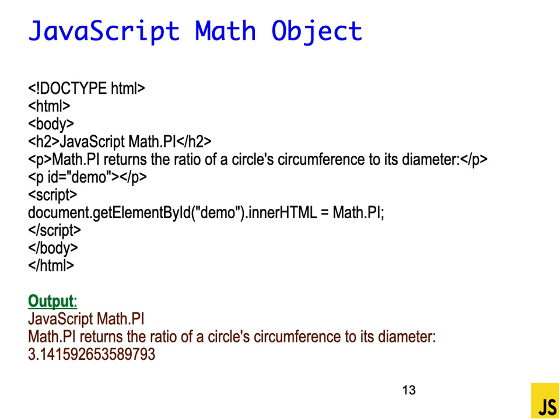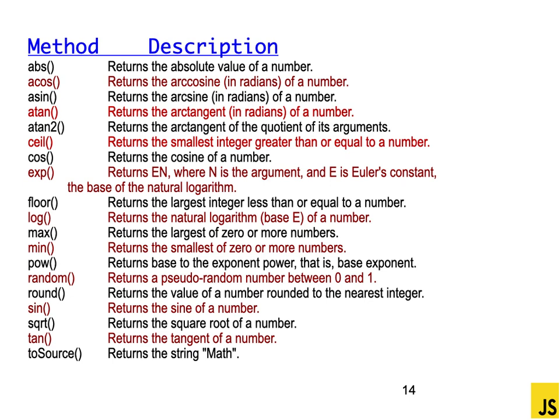Math.PI returns the ratio of a circle's circumference to its diameter, and the result. So after executing document.getElementById demo.innerHTML is equal to Math.PI, that will return 3.1415926535897993. Okay, so this is how the Math object works. Math is the object name, and PI is the property. So some methods and their descriptions are specified here.